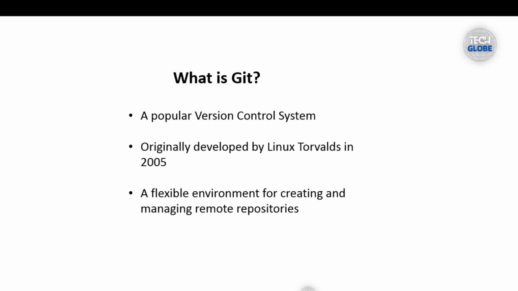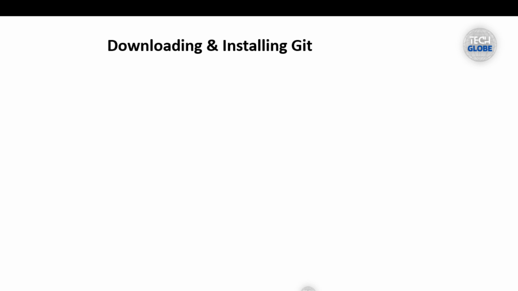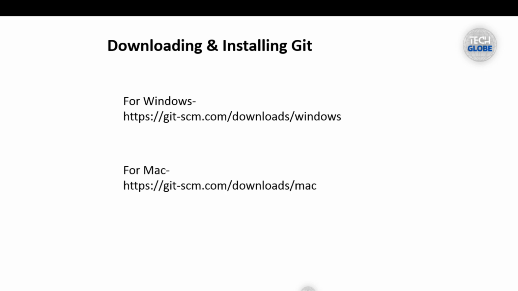All right, so downloading and installing Git on your system. I'll talk about two kinds of users: Windows users as well as Mac users. For Windows users, you could go to https://git-scm.com/download/win. For Mac users, you can go to the same website, but look for download/mac, to download and install Git on your system.